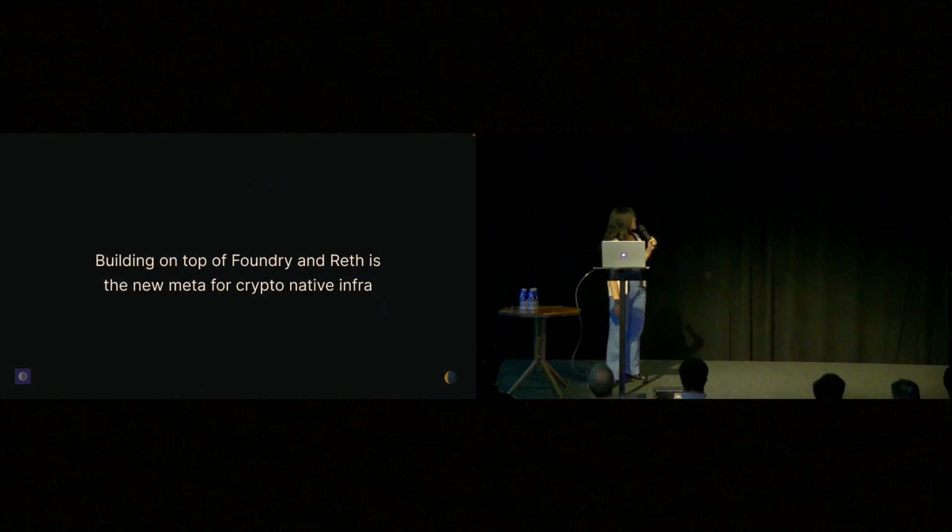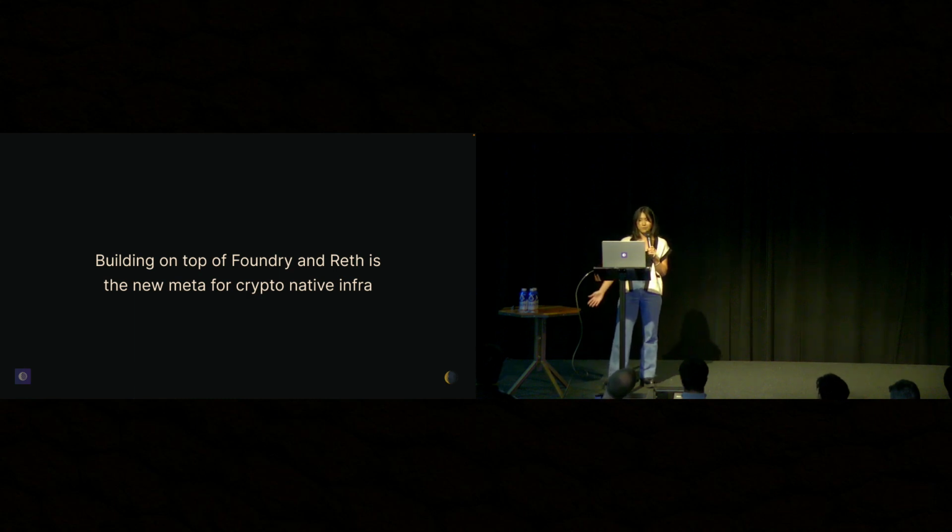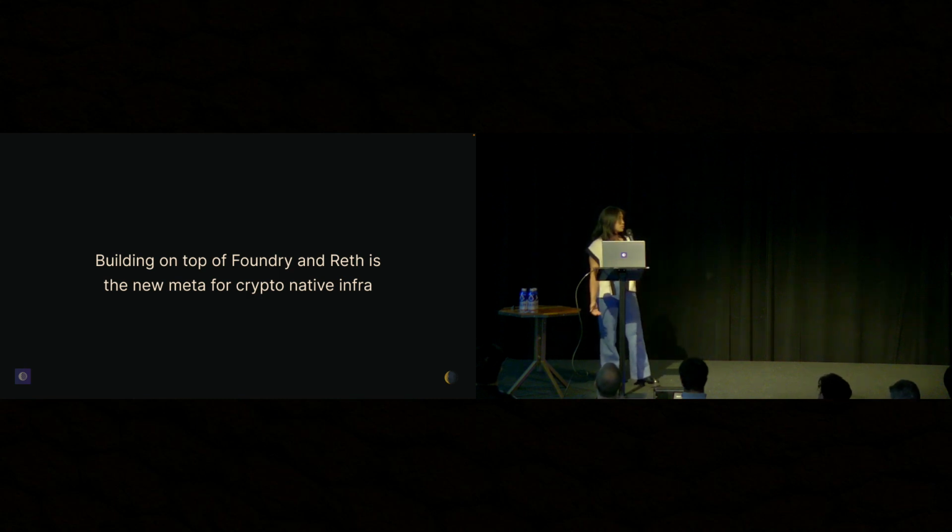So if there's one takeaway that I wanted to give to you guys from this talk, it's that the name of the game for building in Ethereum is composability, and composing on top of Foundry and Reth is the new meta for building crypto-native infrastructure. So if you're building infra, you should really be thinking about using Foundry and Reth as tools in your tool belt. And if you're interested in using these tools with us in prod systems, come find me afterwards and we can chat.